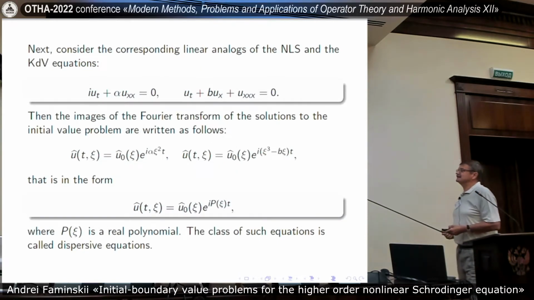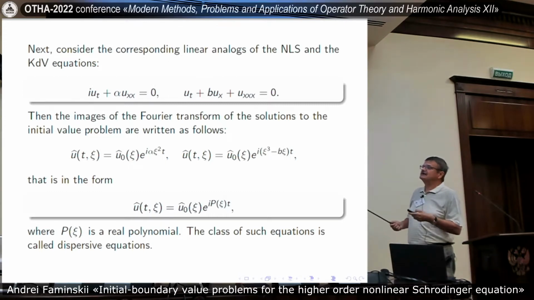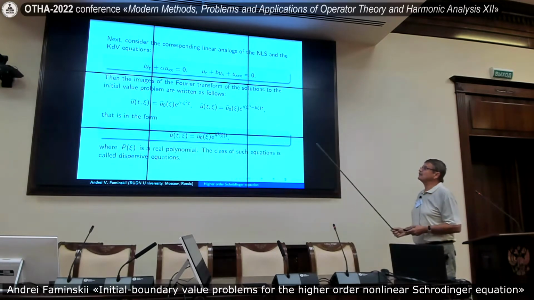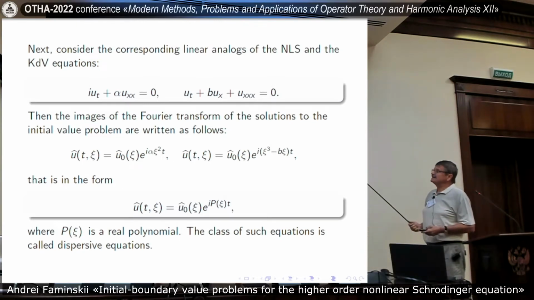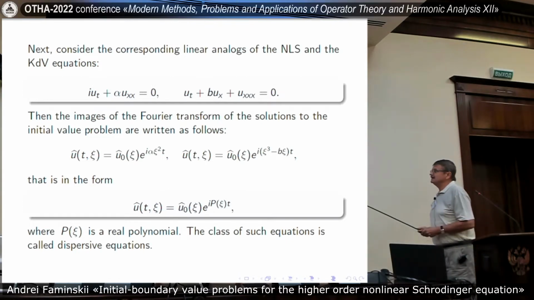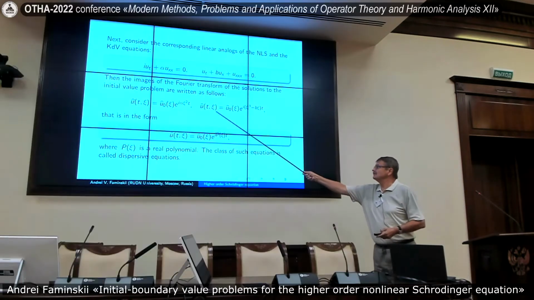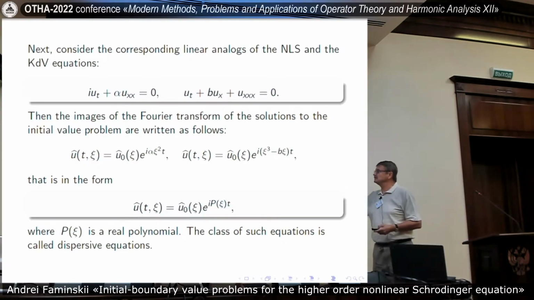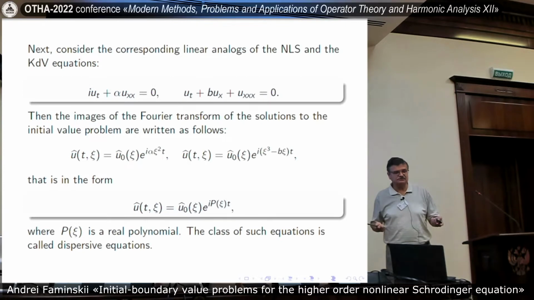Besides that, if we consider the corresponding linearized equation, which can be written in such a form as a linear Schrodinger equation, this linearized Korteweg-de Vries equation, which is also called the Airy equation, then the solution of the initial value problem can be easily found by the Fourier transform, and in both of these cases, it can be written in such a form, and what is important is that this polynomial is real, and such equations are called dispersive equations.